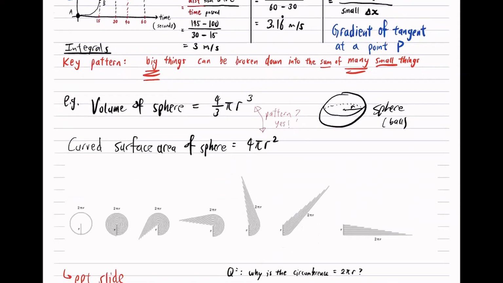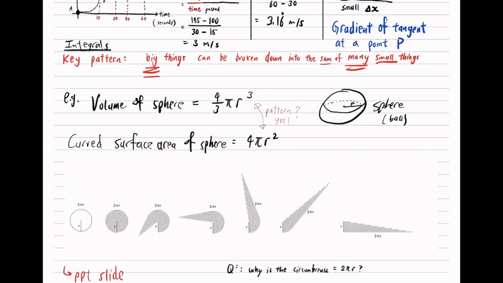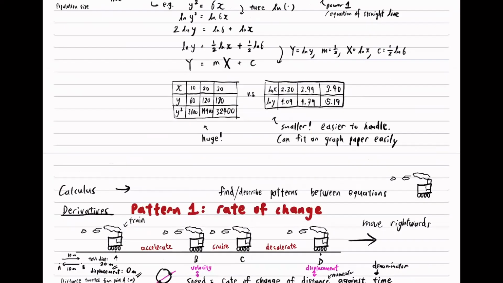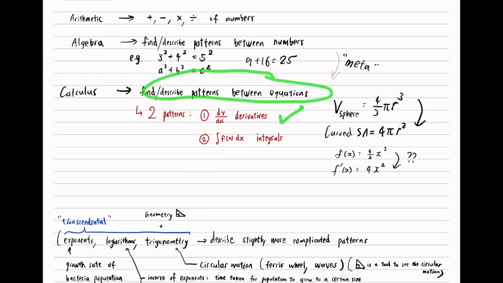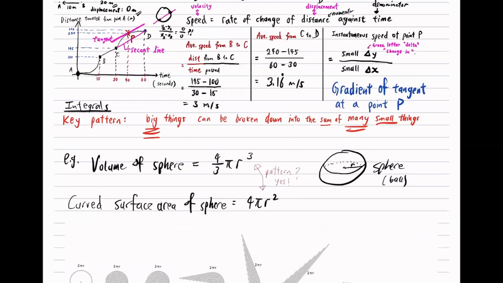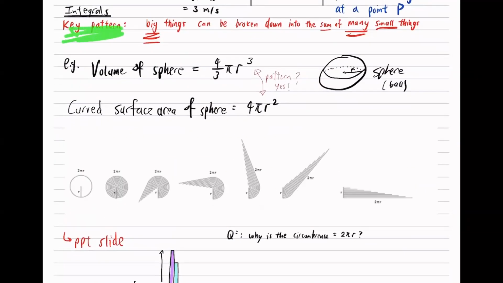Integrals. If you recall what I mentioned here, we are describing patterns between equations. The first way is derivatives: we look at the gradient of tangent lines at a point to the curve. The second way now is integrals, introduction. So it's not very precise, but the key idea you need to remember here is that big things can always be broken down into the sum of many small things.